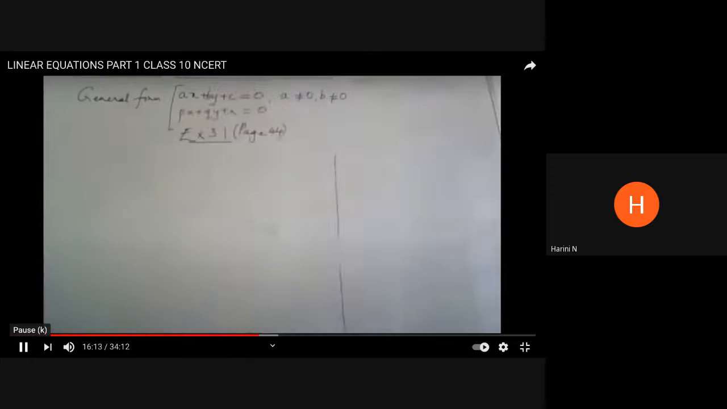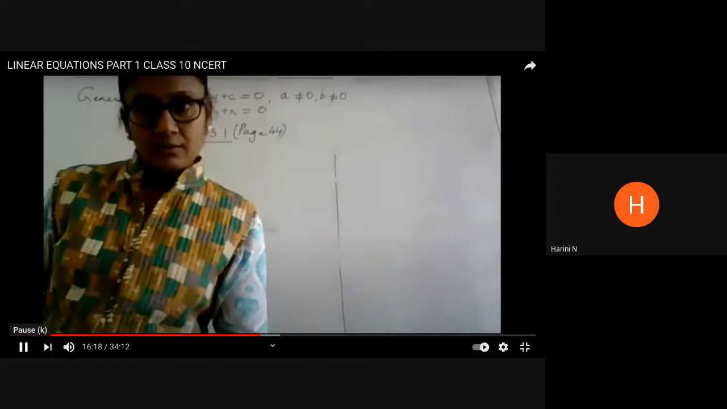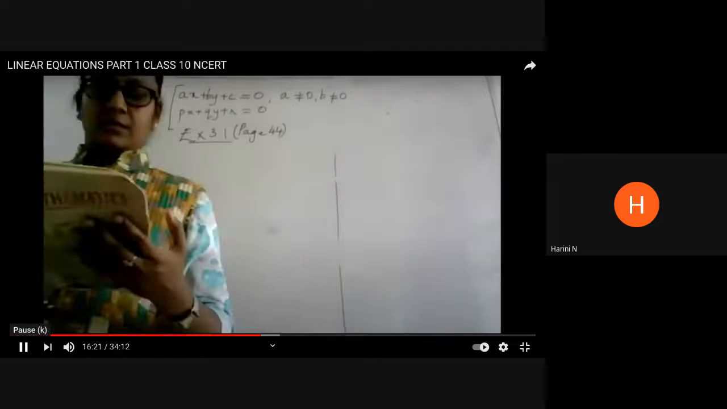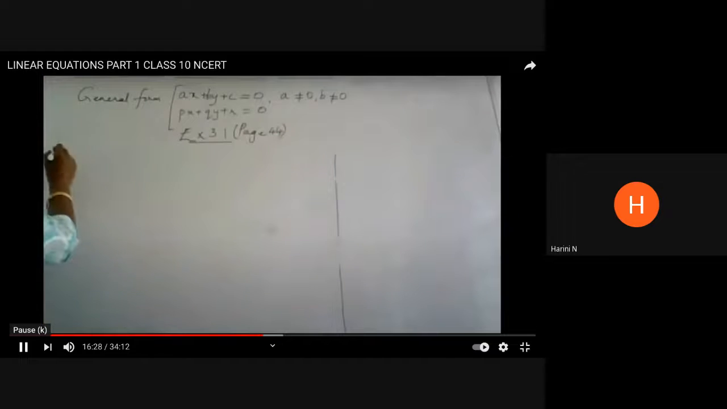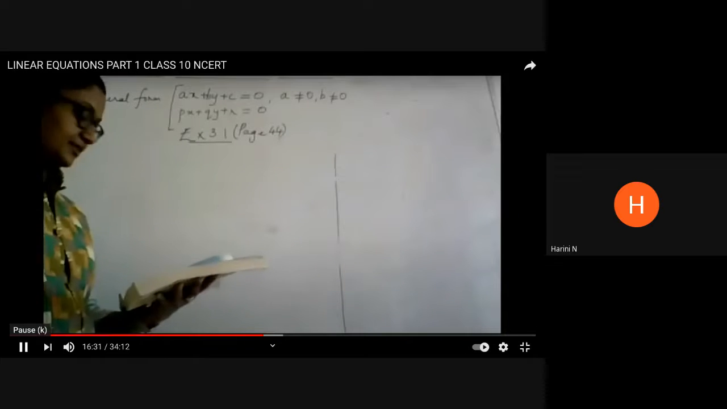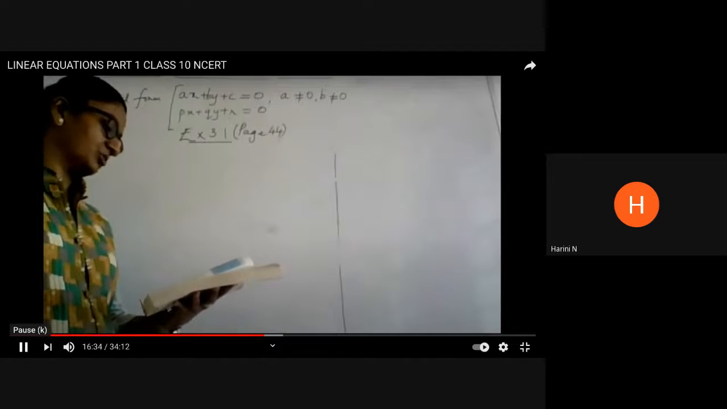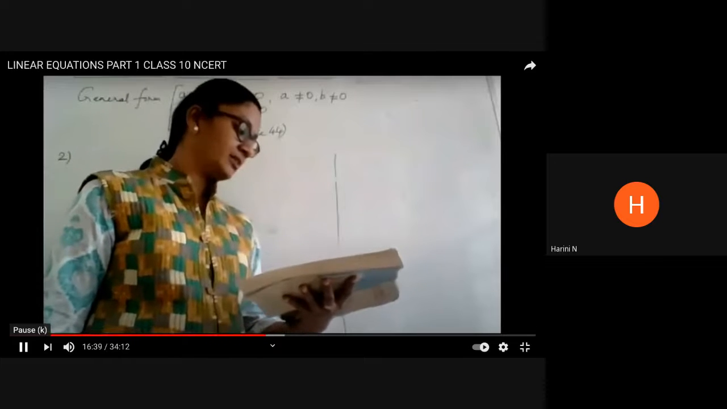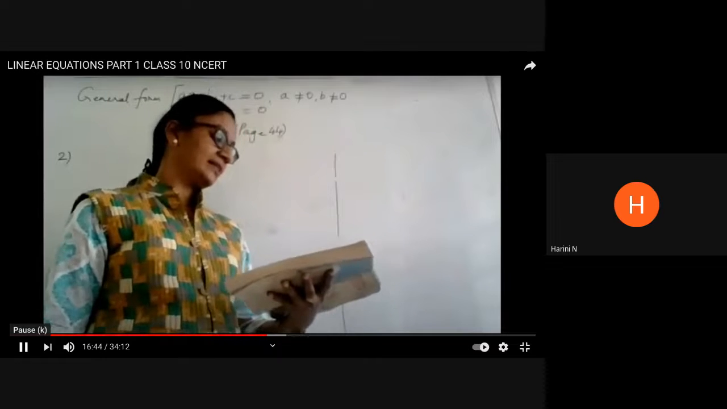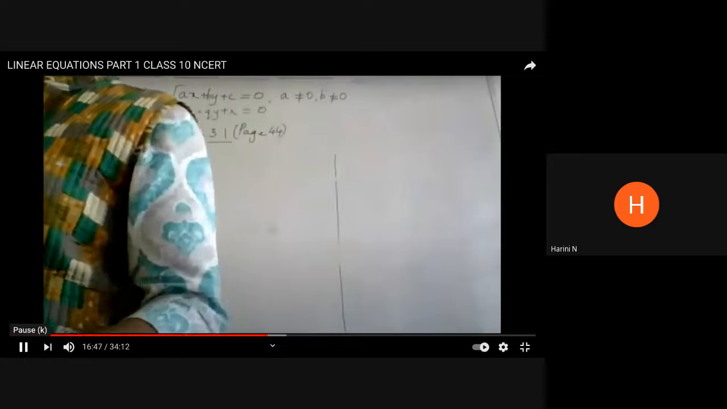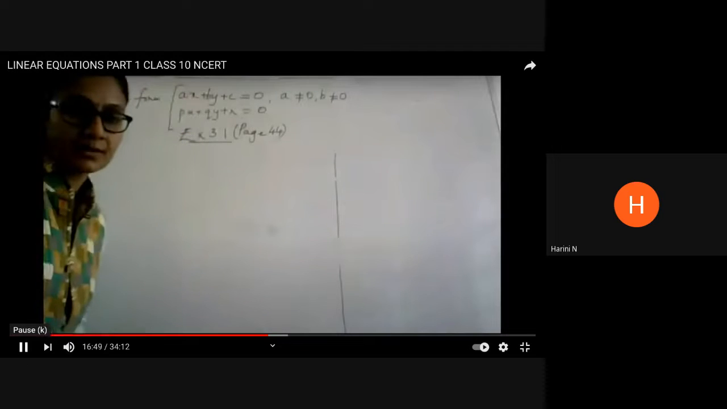Okay, so we will go on to the second problem. Quickly. The coach of a cricket team buys 3 bats and 6 balls for rupees 3,900. So for 3,900, there are 3 bats and 6 balls which were purchased. Later, she buys another bat and 2 more balls of the same kind for rupees 1,300. Represent this situation algebraically and graphically or geometrically, however you call it.